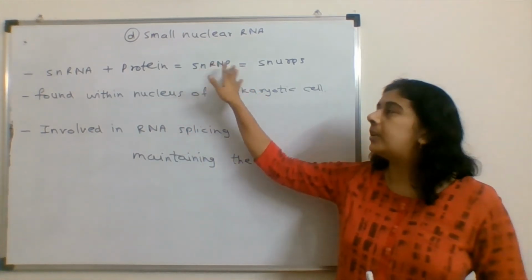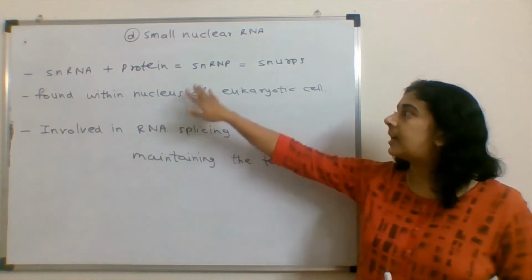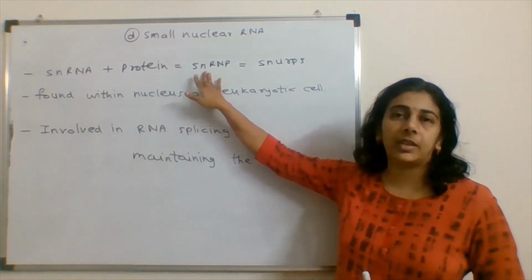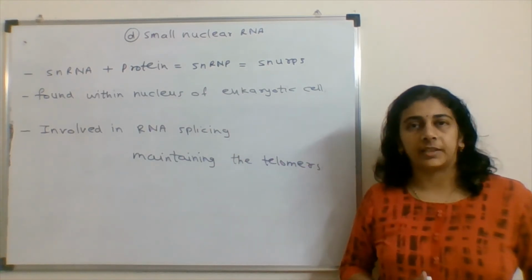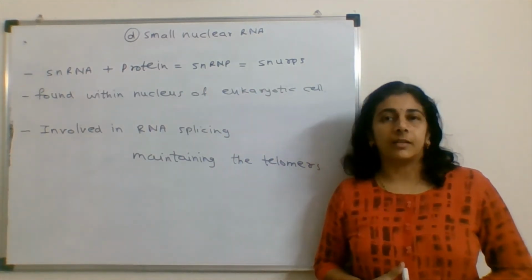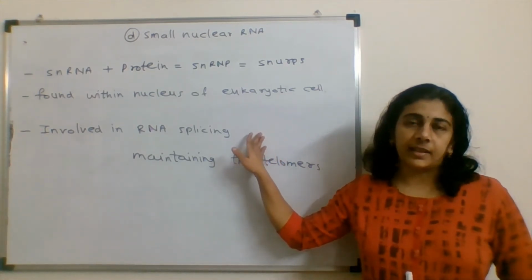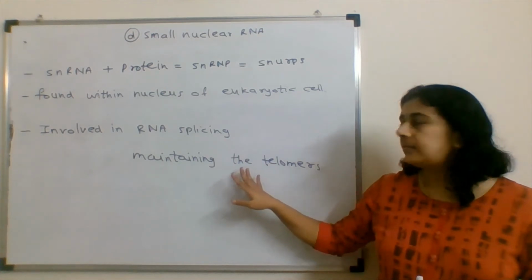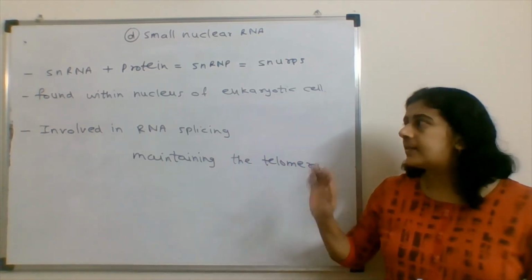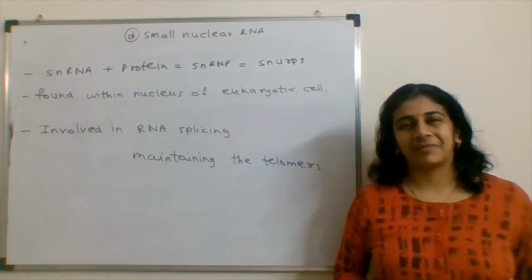When small nuclear RNA combines with some specific proteins, that formation is called a small nuclear ribonucleoprotein, or it can also be called snRNPs. So these are involved in RNA splicing and secondly in the maintenance of telomeres. Hence, they do not have any role in gene regulation.